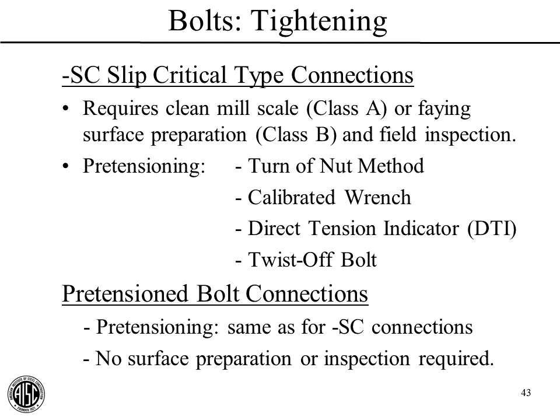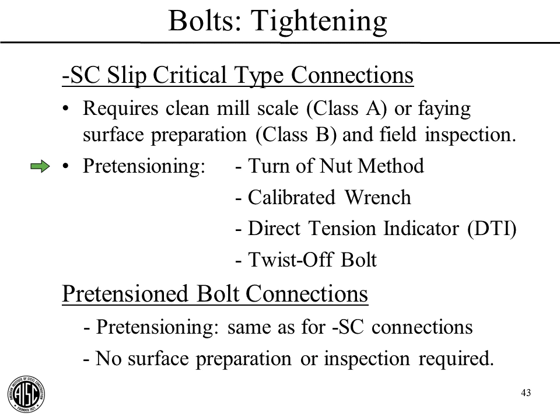Okay, it's a different story for slip critical connections. There's a lot more going on there. In this case, we're depending on the normal force from the bolts clamping the connected parts together and thus causing this frictional resistance to the load. So we need to have a reliable interface between the connected parts. For Class A, we need at least clean mill scale there. If we want to have Class B, we need actual faying surface preparation. And we're going to need field inspection for slip critical connections.